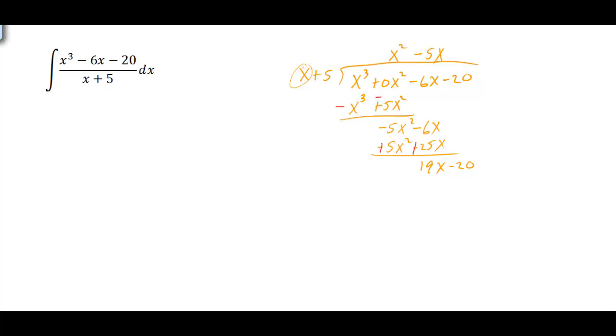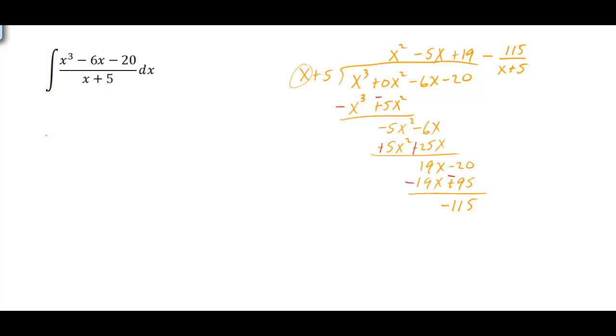Now what do we multiply the x out front by to get 19x? And of course that would be 19. So 19x. And then 19 times 5 is 95. Once again, we changed our signs, and we have a negative 20 minus 95, which is a negative 115. So here, the negative 115 is our remainder, so we would go up here and we could write minus 115 over x plus 5. Okay, then that's going to be our new integral here.